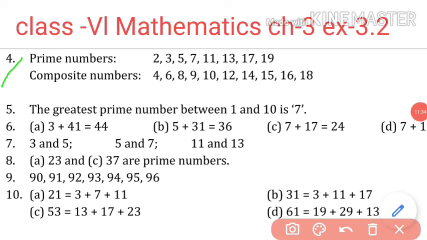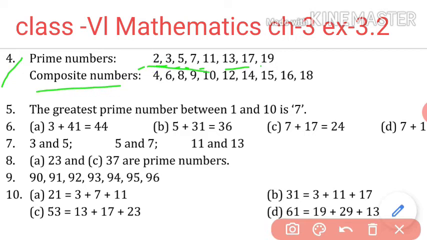So here is your answer. Prime numbers. What are the prime numbers? 2, 3, 5, 7, 11, 13, 17, 19. Till 20 we have to write, isn't it? So 2, 3, 5, 7, 11, 13, 17, 19. These are what? Prime numbers.